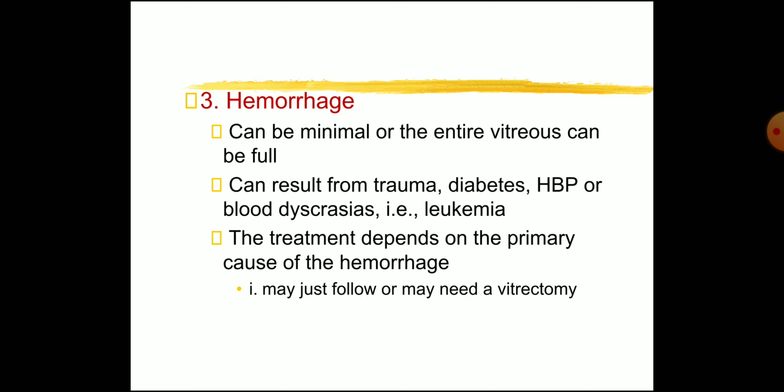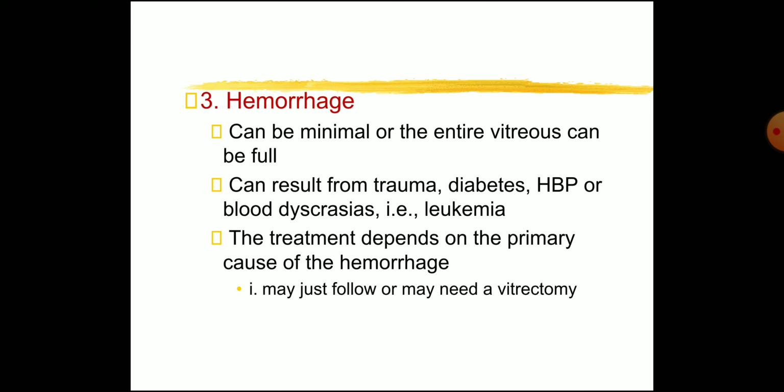The treatment depends on the primary cause of the hemorrhage. Depending upon the primary cause, like trauma, or if it is diabetes, we have to control the diabetes. With hypertension also there will be rupturing of vessels, so we have to treat the hypertension. And for blood dyscrasias like leukemia, the treatment has to be done.